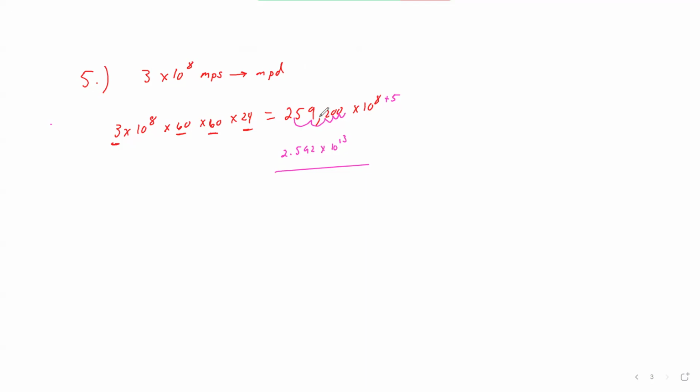Why didn't I stop at this one, 9 and 2? Because then that would give me 259.2. The number has to be between 1 and 10. Yeah, so this number right here has to be between 1 and 10. So if I would have stopped right here, now the number is 259.2, and that's not correct. So that's why I kept going and stopped here, because now I finally got my first number that is between 1 and 10. So good there? Absolutely.